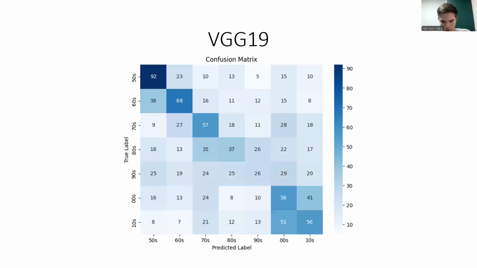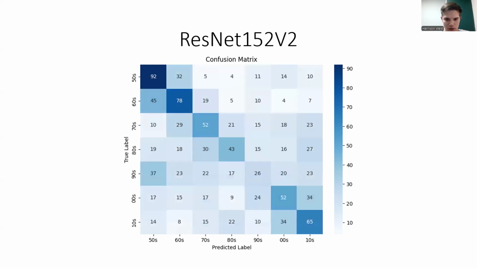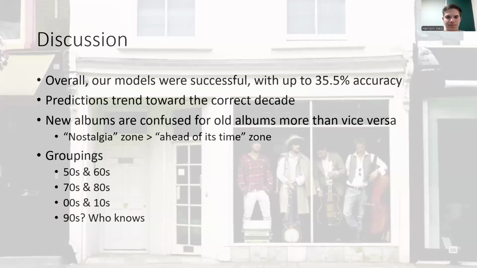So here you see those squares really strongly, right? The 70s and 80s, you start to see a square there. There's some confusion there. And then the 90s, maybe they were just too artsy, right? We see artsy albums from every era, and maybe the 90s was just too artsy and couldn't have good predictions. So there you go, groupings, right? We saw some logical groupings in the confusion matrices.